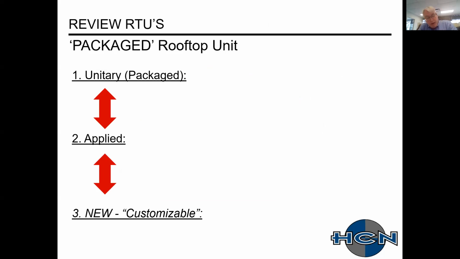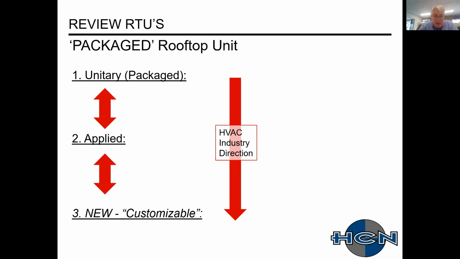Rooftop units could be classified into three broad categories: unitary or package units, smaller side, less features. Next, you have applied, where you have a little bit more options available, a little bit more heavy-duty engineering features. And then the last one I'm trying to push today is a new customizable classification or category of rooftop units. And then just drew a couple of arrows there because the blending of each of the different categories, they blend with each other. Just the HVAC industry is moving towards more customizable options.